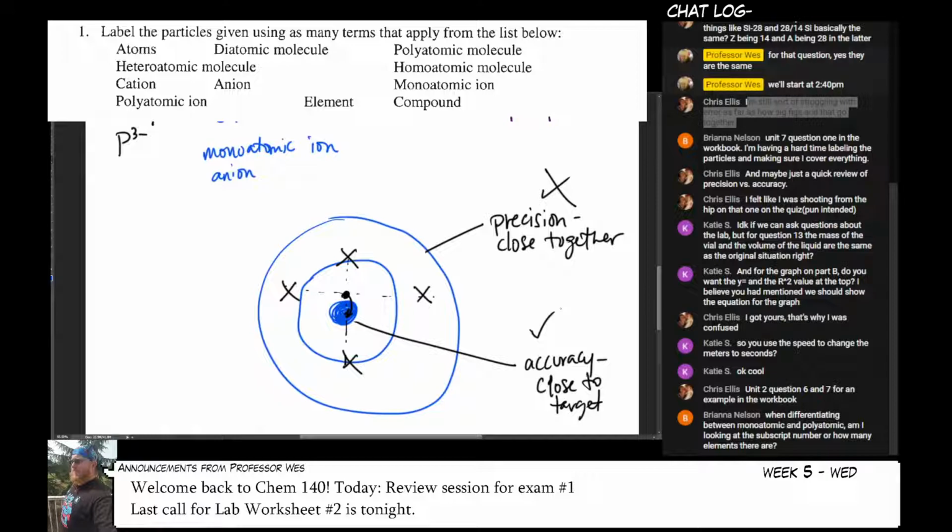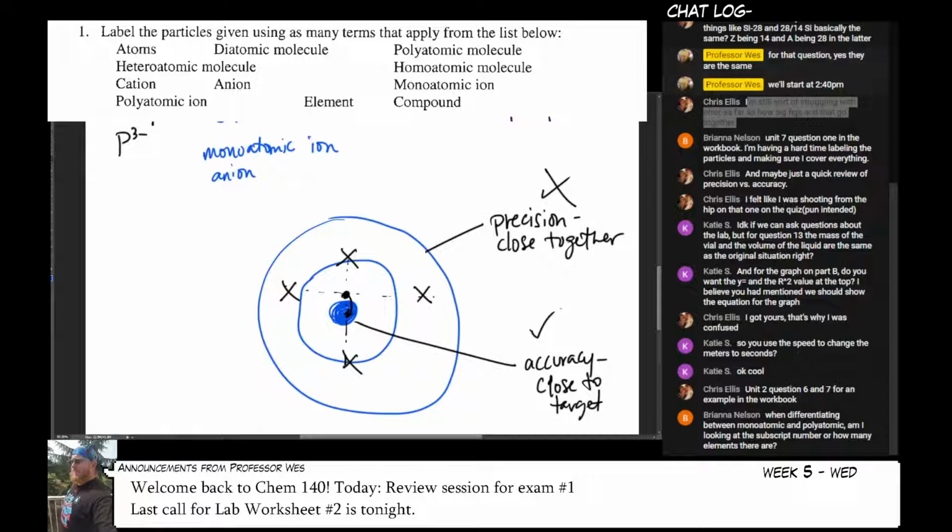When differentiating between monatomic and polyatomic, am I looking at the subscript number or how many elements there are? So monatomic and polyatomic refer to the number of atoms, so you do have to consider the subscripts. Monatomic means one atom. Polyatomic means many atoms. So you would count them.